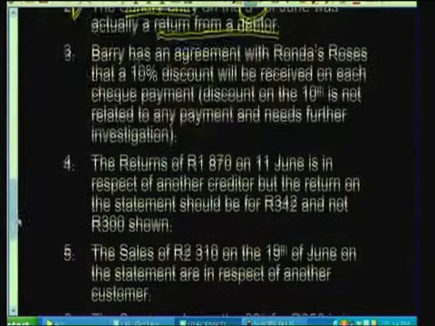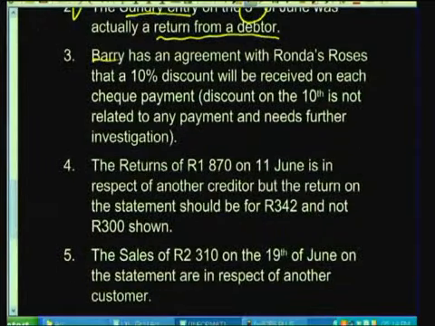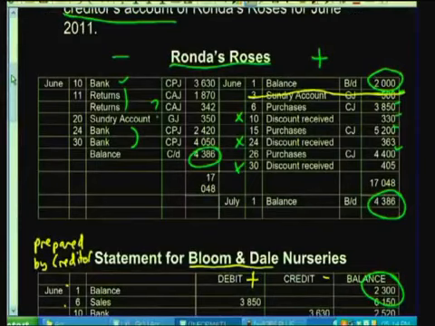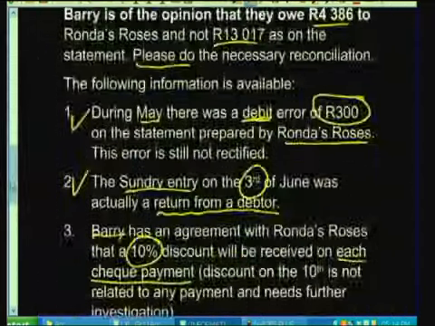Our next piece of information says the following. It says Barry, that's us remember, has an agreement with Ronda's Roses that a 10% discount will be received on each check payment. In other words, every single time we pay them a check, we are going to get 10% off the amount that we owe. This is going to account for all of these different discount receiveds that we've had. So there were 3 discount receiveds that I've marked with crosses over there. Those are always our check payments. Every time we pay with a check, we get a 10% discount.